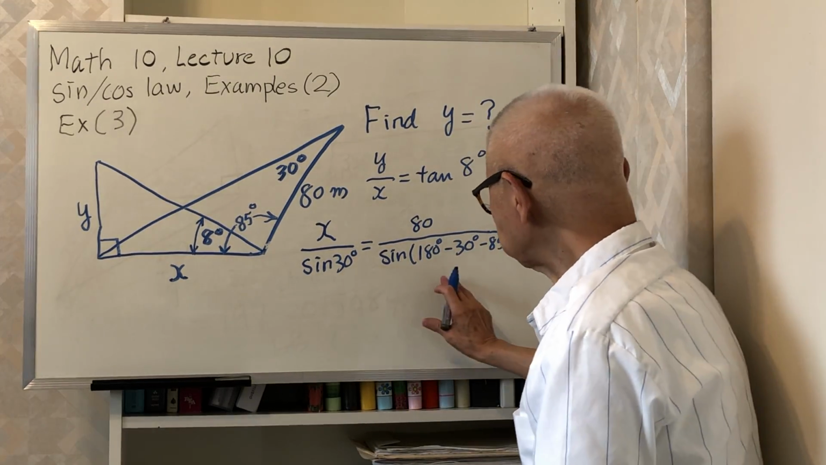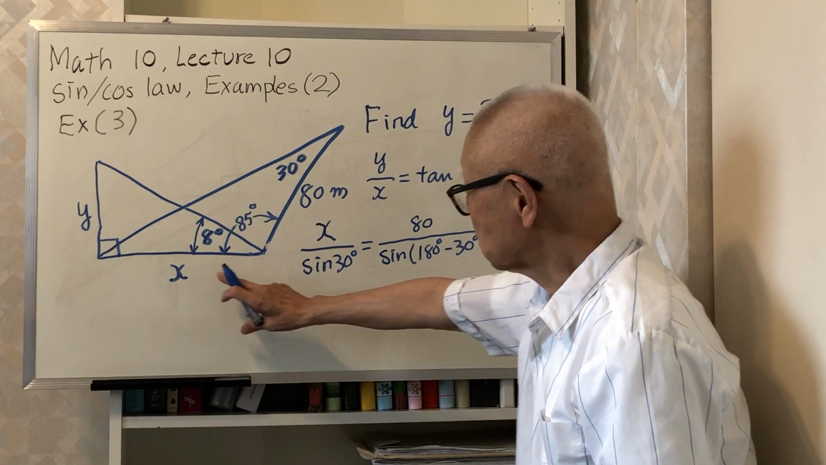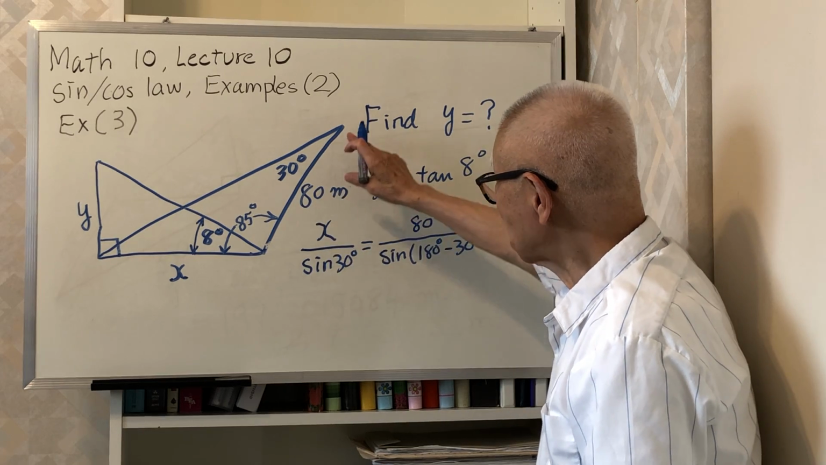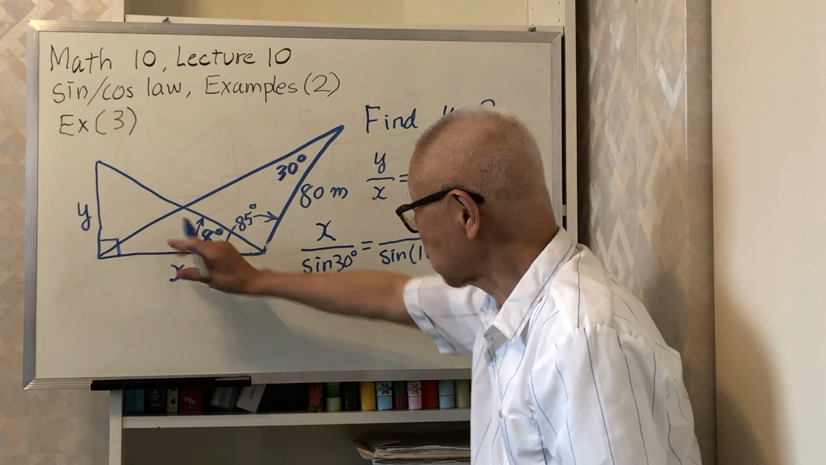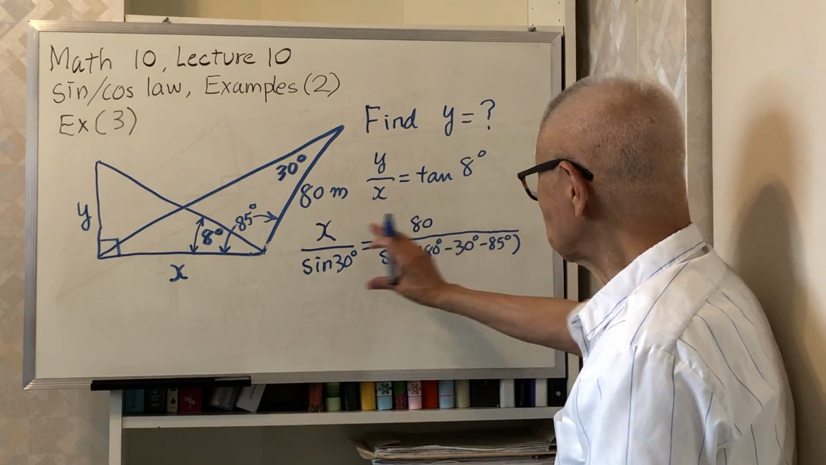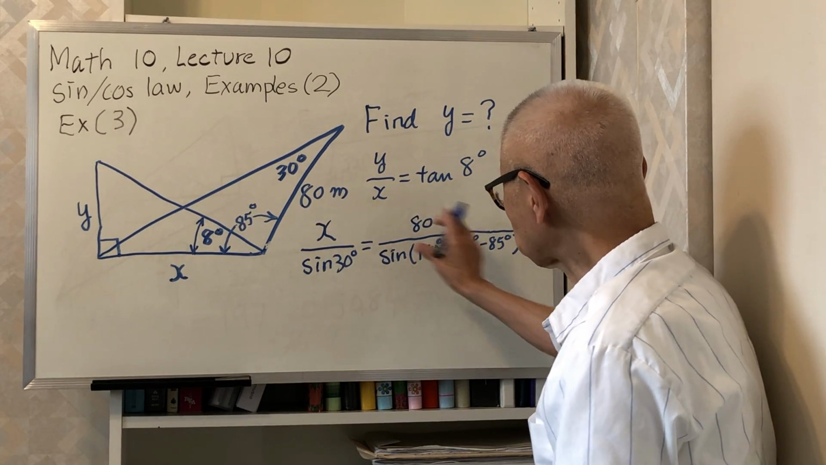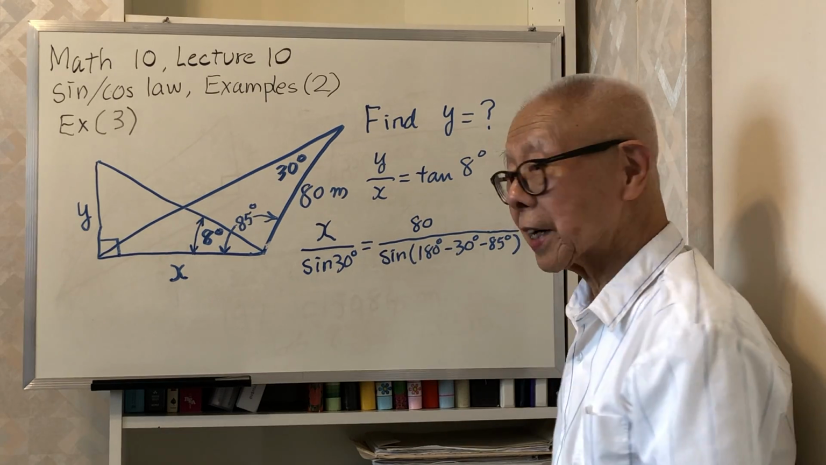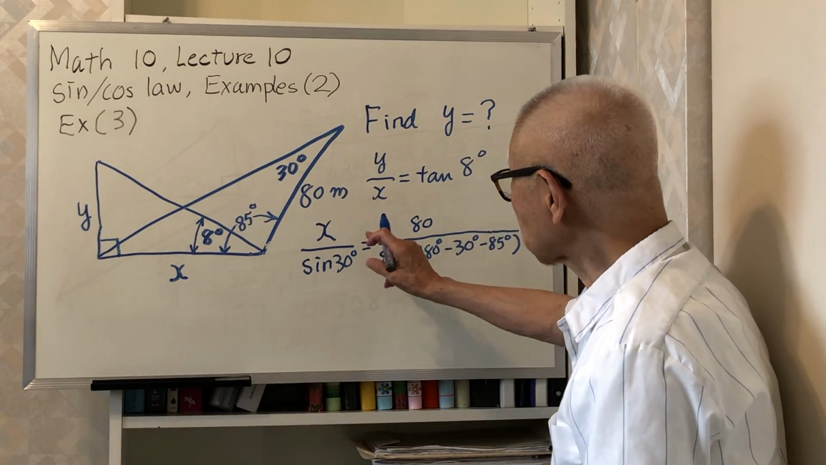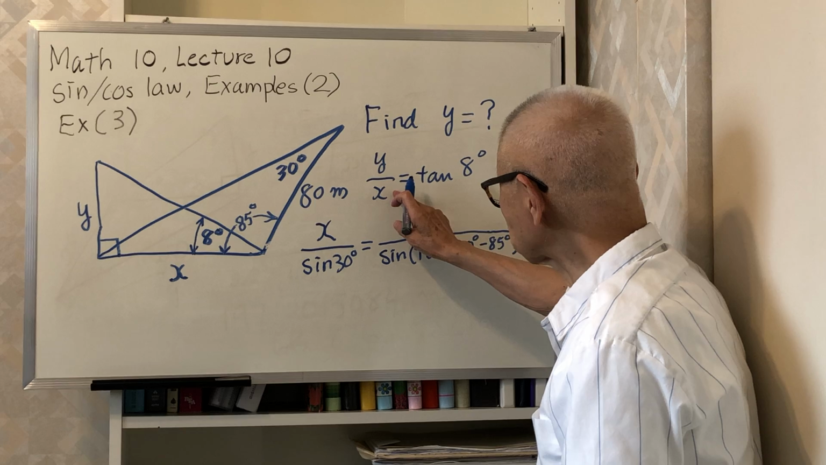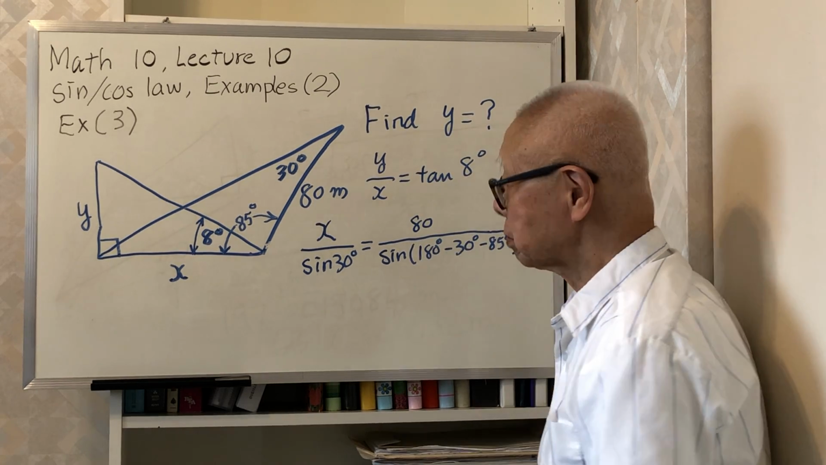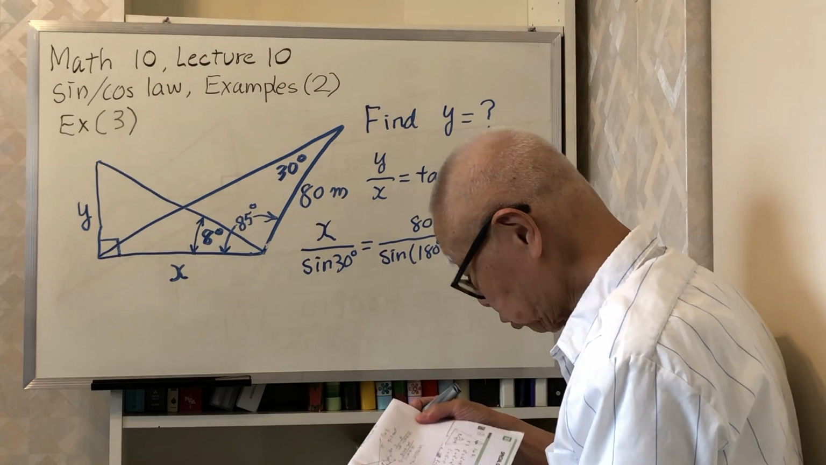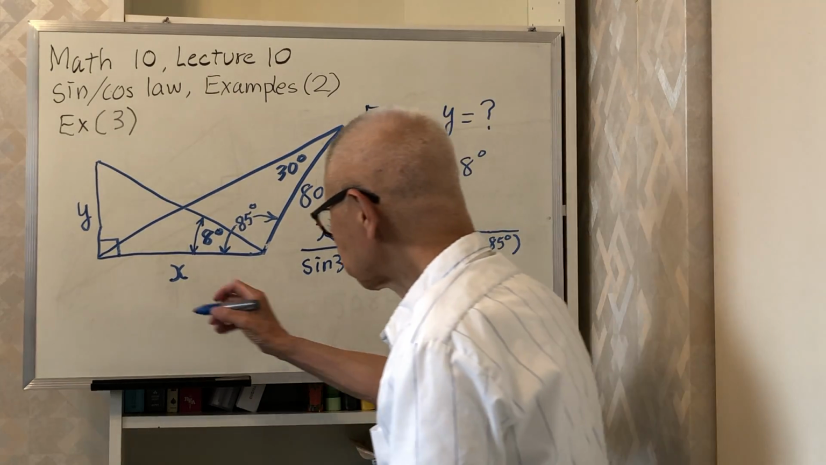Using sine law, this side over sine this angle is this side over sine this angle. That's my sine law. Using this sine law, everything is known except x. So I can find x. Once I found x, I put x here, I can find y. It's very similar to the first two examples.